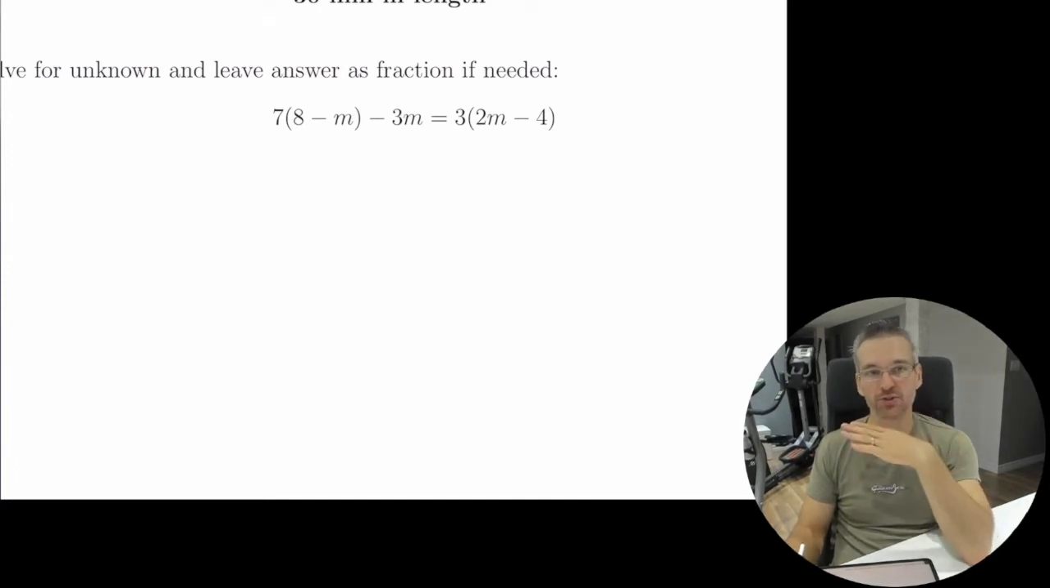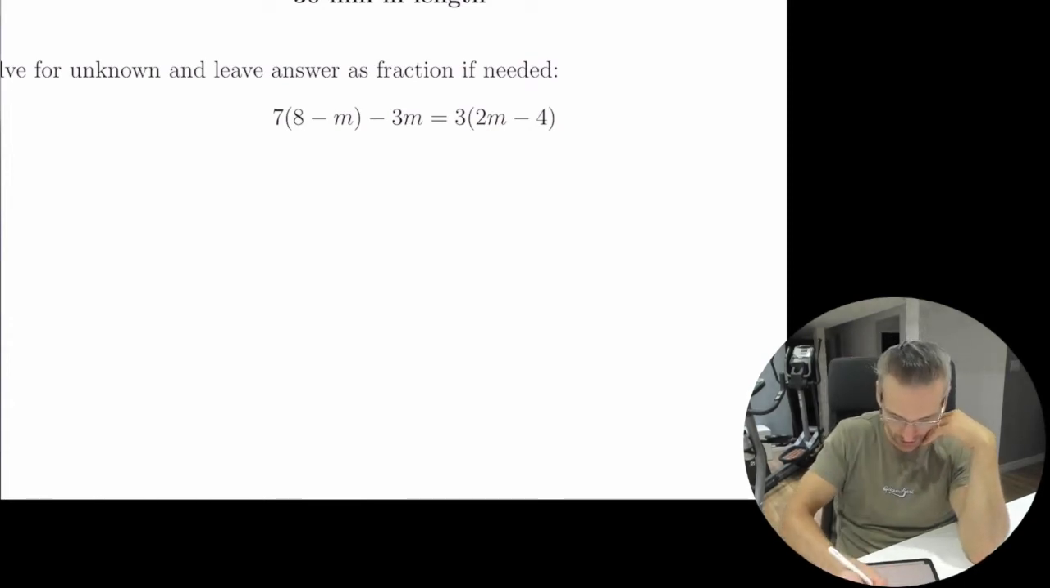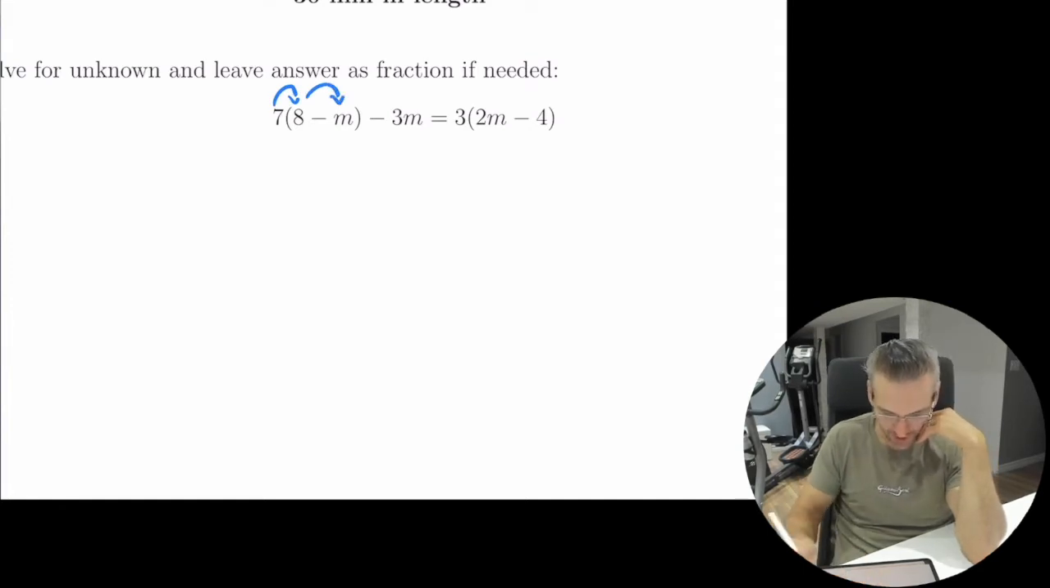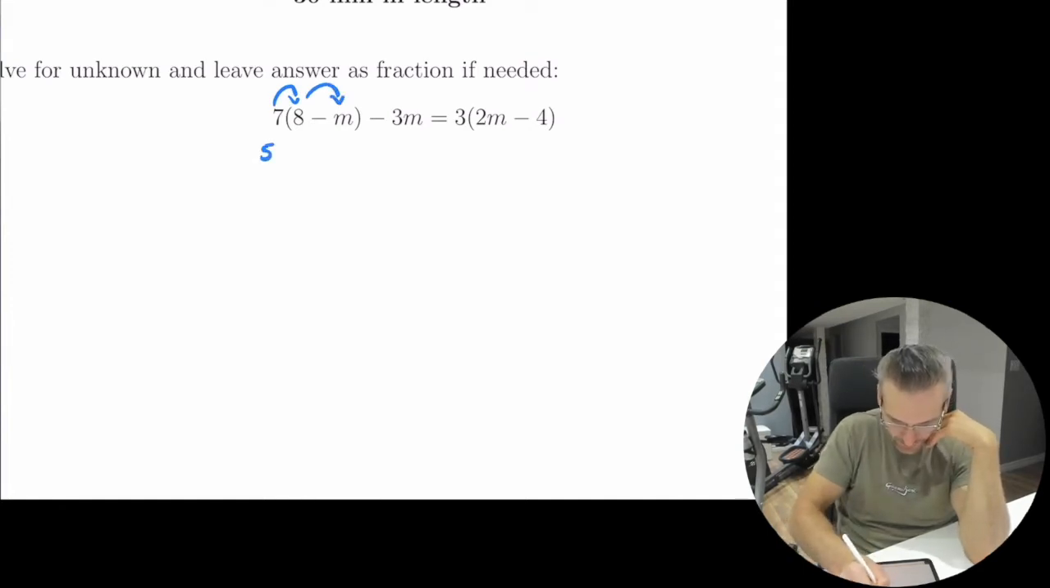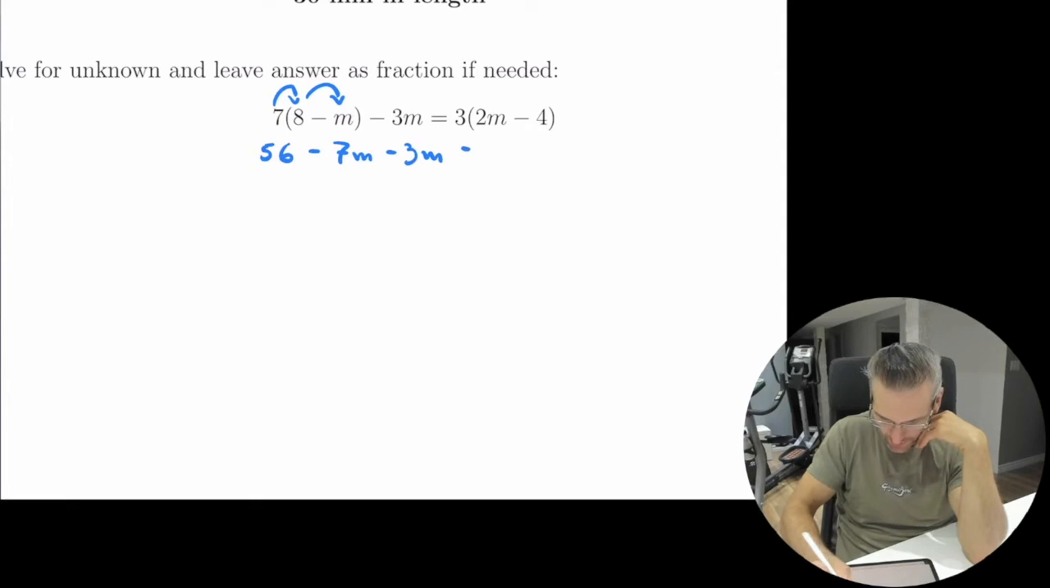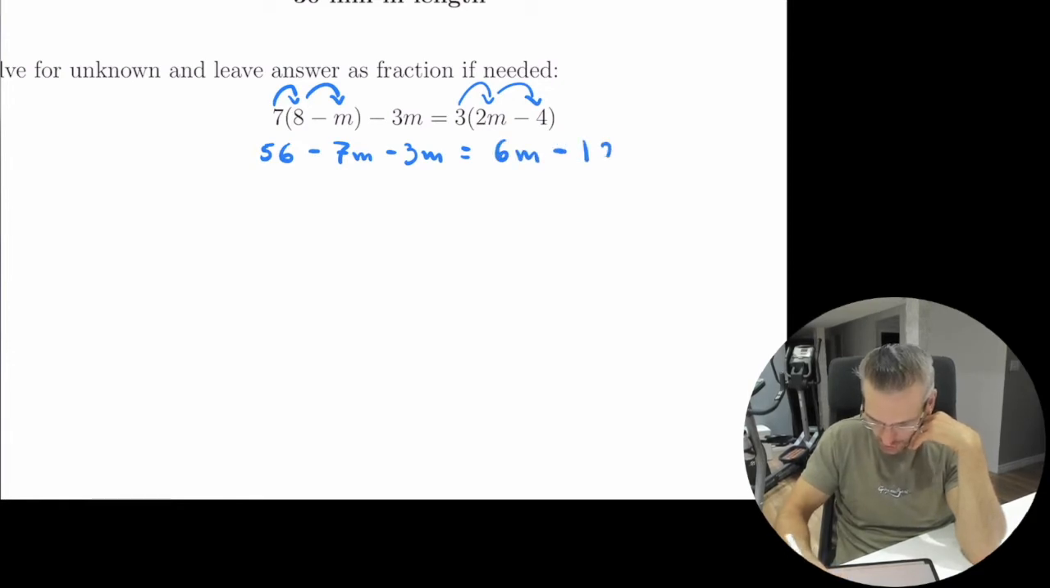So I always like to just get rid of the brackets and distribute through as much as possible so that I have no brackets at all. So I'm gonna distribute this inside of here. So 7 times 8. So we have 56 minus 7m, and then we have minus 3m here. Next, I will distribute this across here. So that's going to be 6m minus 12.